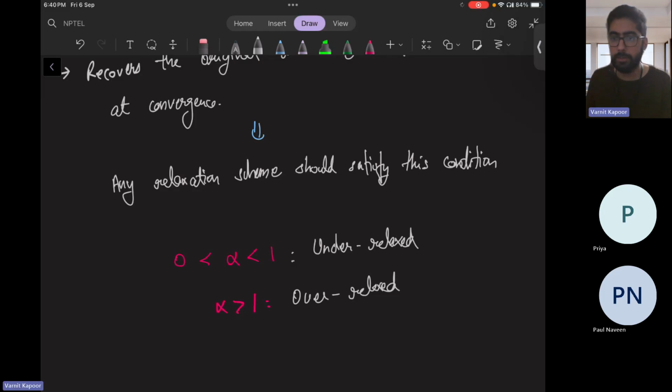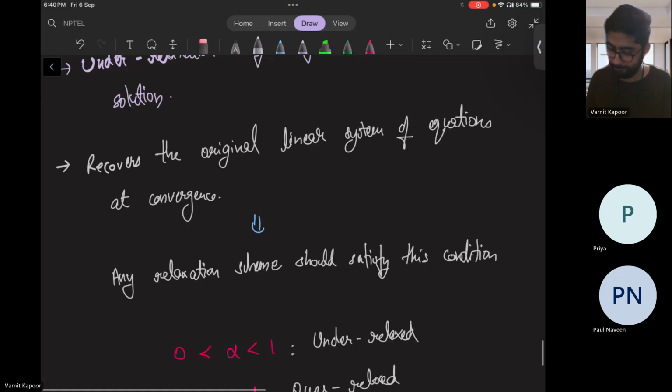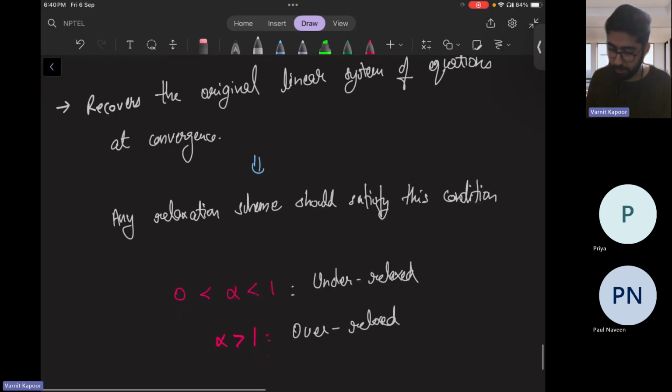I hope there are no doubts. We have done the two-dimensional TDMA problem. We have understood the under relaxed and over relaxed system. Okay, no doubt.